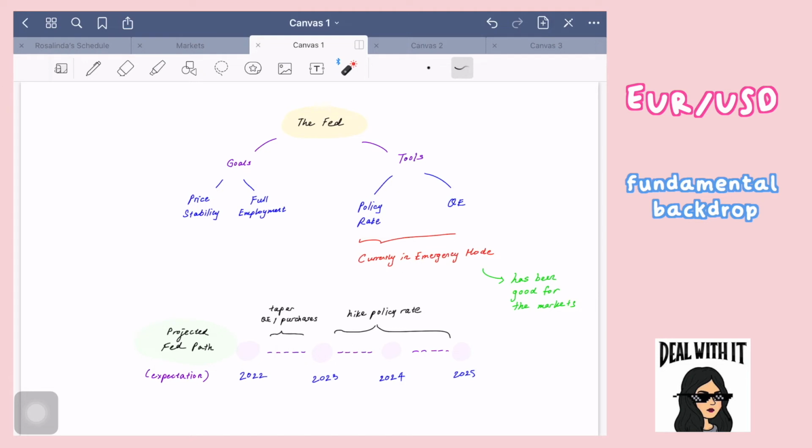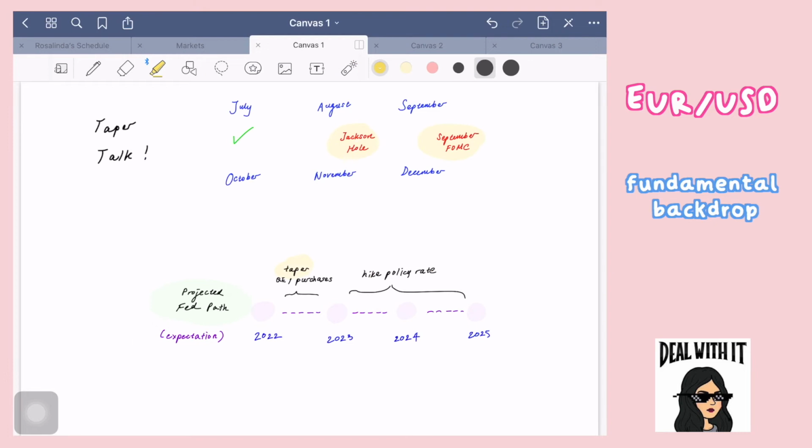This is pretty complex, so I won't go into the details, but essentially if you hear things like asset purchase program, purchases of US treasuries and mortgage-backed securities, it's basically referring to that. Right now, the key figure is 120 billion USD a month, and the idea is that this will have to be rolled back. So right now, the market is obsessed with this thing called the taper talk.